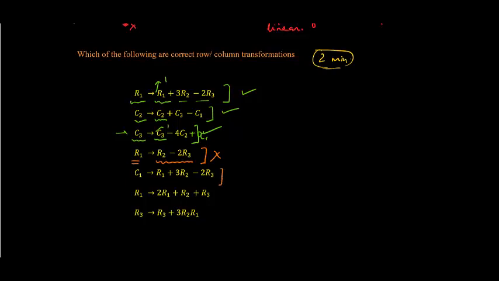क्योंकि राइट साइड पे R1 होना चाहिए. If you are transforming the first row, you should involve R1 in the right side also. So this is incorrect. Maybe let's say if I look at the next one, this is obviously incorrect because हम columns को column की help से transform कर सकते हैं. I can transform columns with the help of the columns only. I cannot transform a column with the help of rows. This is obviously absurd. It's incorrect.